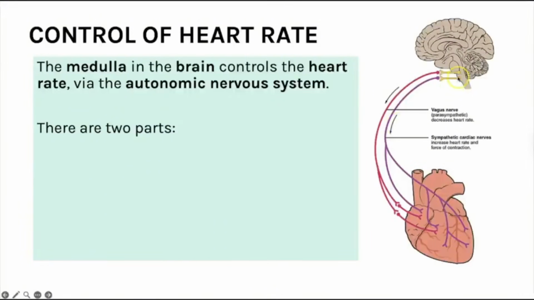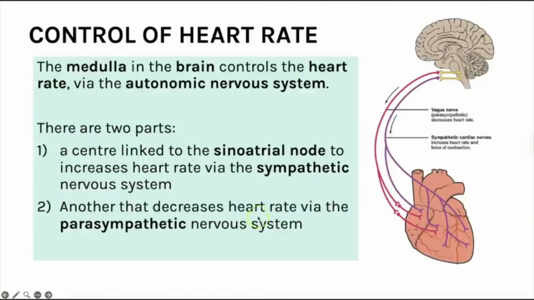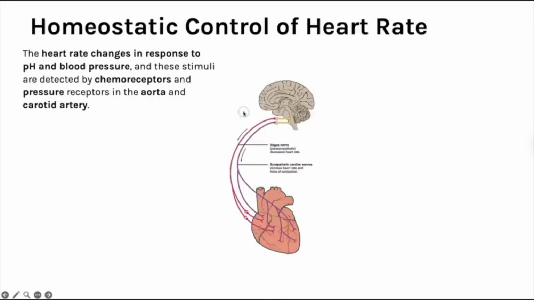So the medulla in the brain controls the heart rate via the autonomic nervous system. Autonomic meaning it's automatic, there's no conscious thought behind it. So there's two parts. We have a centre linked to the sinoatrial node, so the SAN, to increase the heart rate via the sympathetic nervous system. And then there's also another that decreases heart rate via the parasympathetic nervous system. And that's what we can see here. We've got the medulla, and then we've got these two: the parasympathetic nervous system and the sympathetic nervous system.